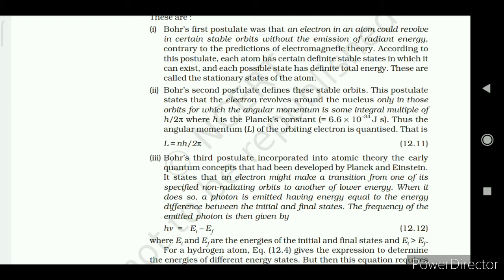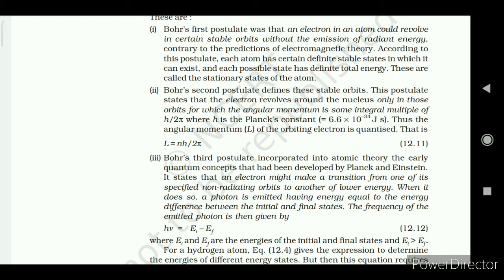The total energy of the electron in the stationary states of the hydrogen atom can be obtained by substituting the value of orbital radius in equation 12.4 as En equals minus m e to the power 4 upon 8 n square epsilon naught square h square.